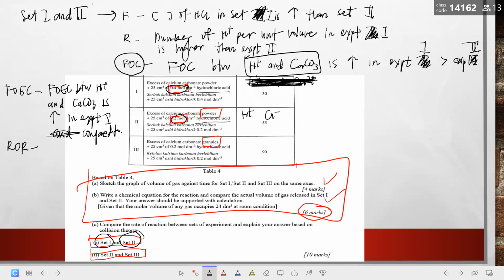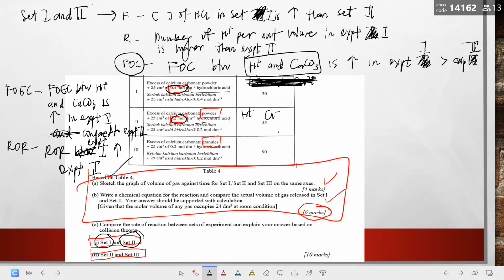Can I have one person finishing it for teacher? I hope you can understand my writing. What's my last one? The rate of reaction in experiment 1 is higher compared to experiment 2. Okay. Experiment 1 is higher than experiment 2. Okay, you got 5 marks in your hand.